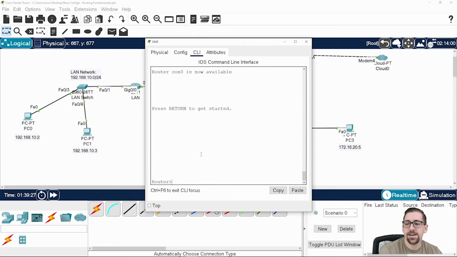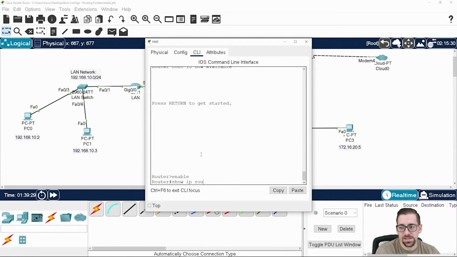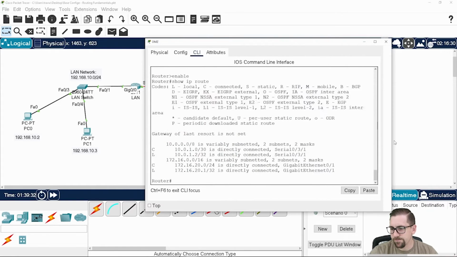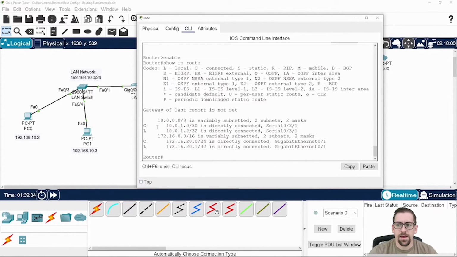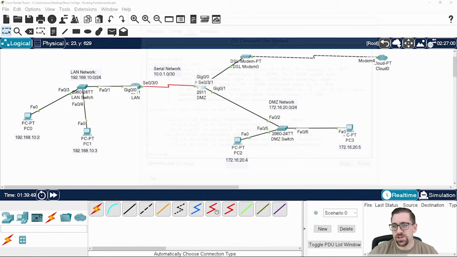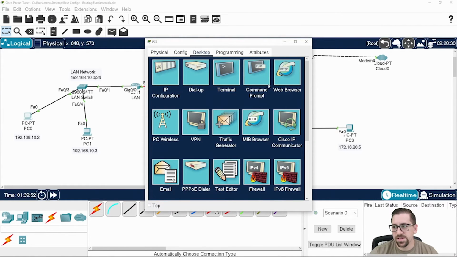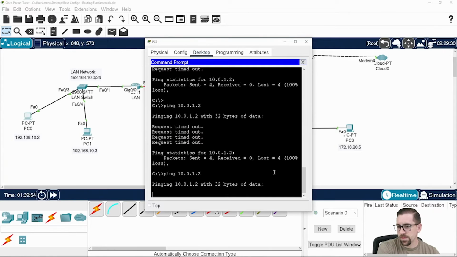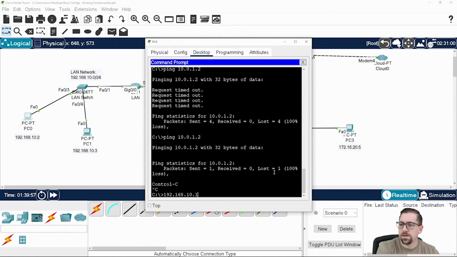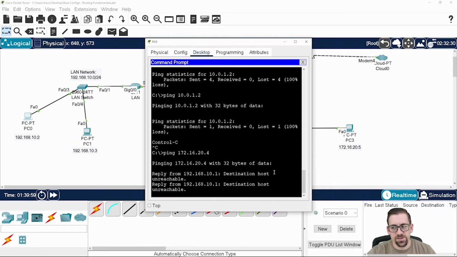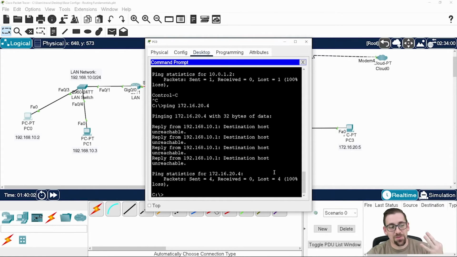So if we go back here and now I issue a show IP route on the DMZ router, in fact, it is the case. The DMZ router only knows the 10.0.1 network and the 172.16.20 network. So it doesn't know how to respond to the 192.168.10 host. And then finally, if I wanted to ping all the way across the network to the 172 host, we already showed this, that the destination host is unreachable.